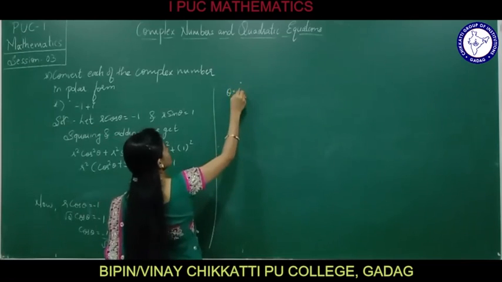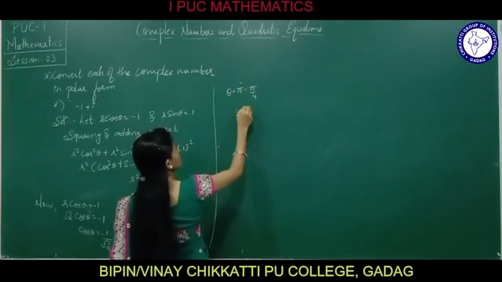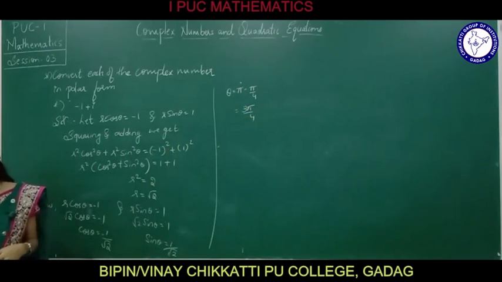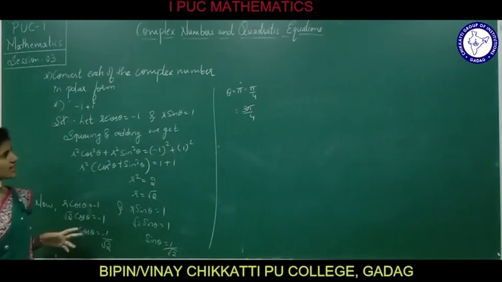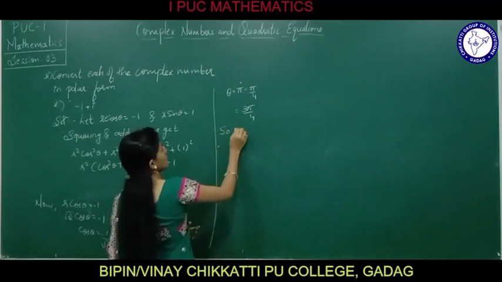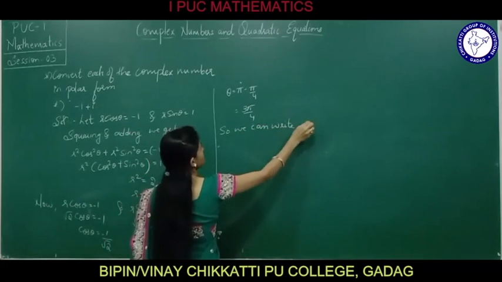Theta is equal to pi minus pi by 4, which I am going to get as 3 pi by 4. See here, what actually happens is we got theta as 3 pi by 4. Since we got theta as 3 pi by 4, how can we write it in the polar form? So we can write as what?